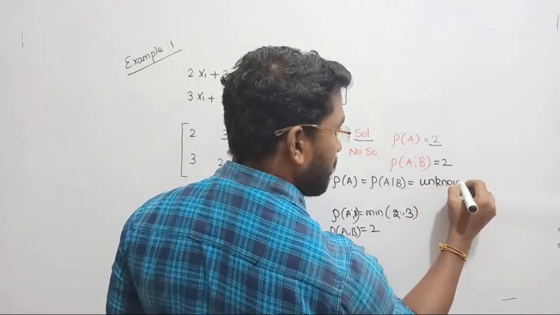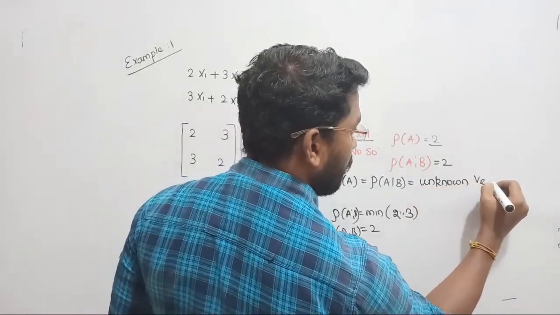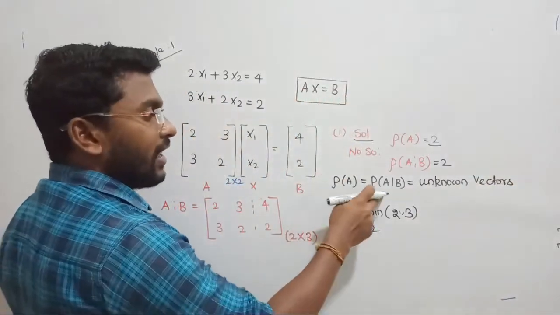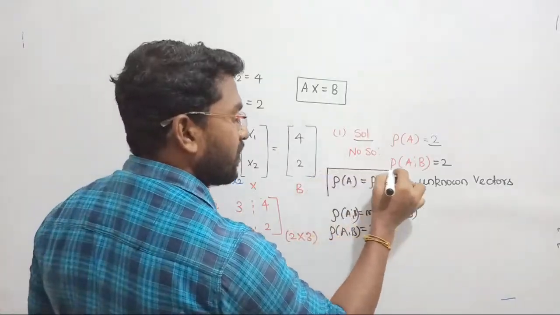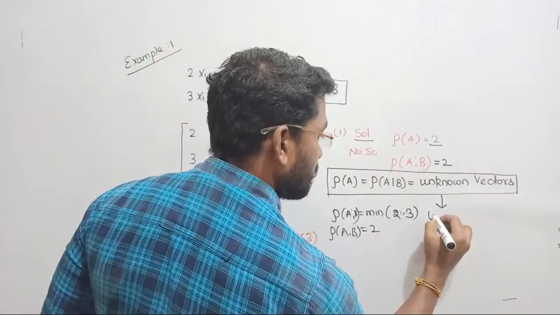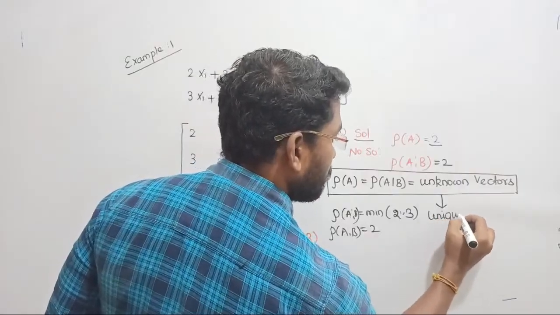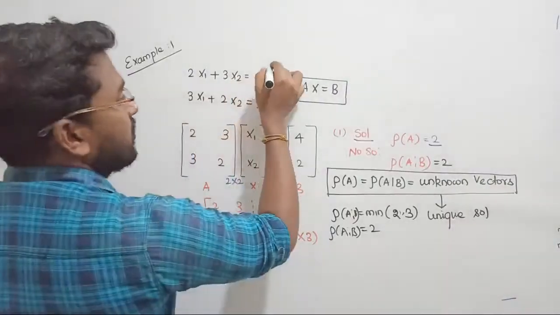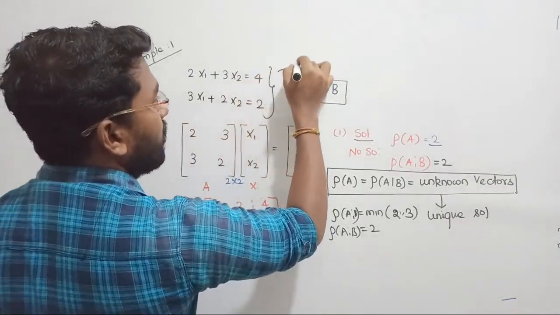So what is the solution? We can directly write the answer. The conclusion is, if rank A, rank AB and the number of unknown variables are equal, then the given system will have a solution. That solution is called a unique solution. So the correct answer for the given system is that it has a unique solution.